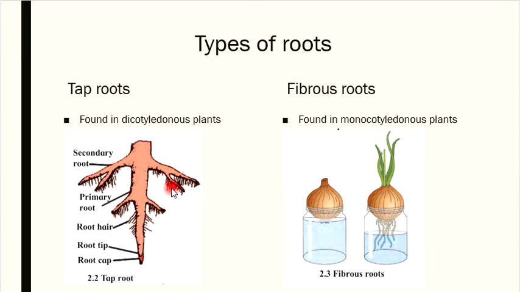Taproots support the plant. There are hair-like processes near the root tips called the root hairs. In the region of the growth of the root, the tip is covered by a cap-like structure. This is the root cap, which protects the root tip from injuries. However, the fibrous roots arise from the stem, as in the case of onions.